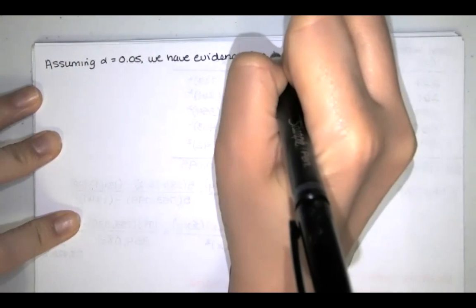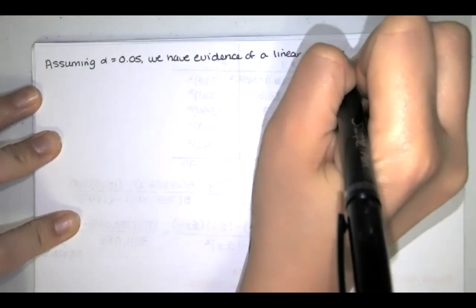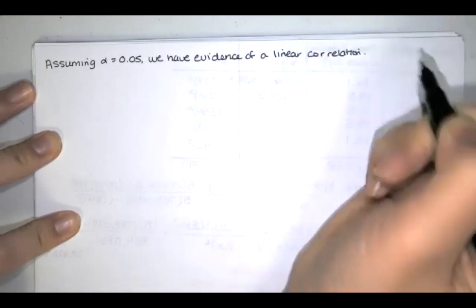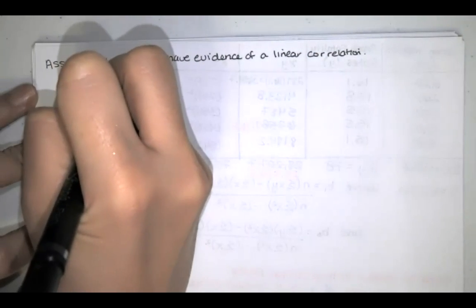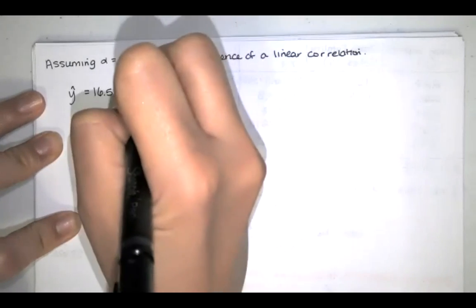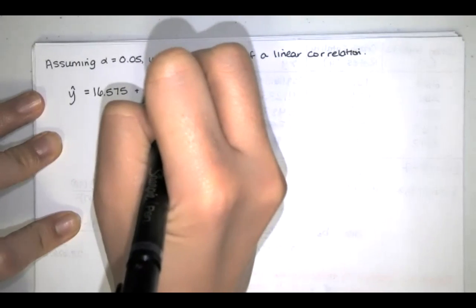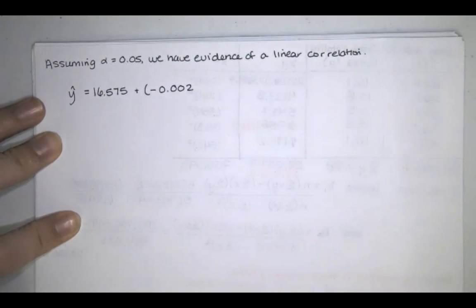This is evidence of a linear correlation between the two variables. In that case, the best predicted value of Y is given by the regression equation. So we've got 16.575 plus negative 0.002, what was that, 241?